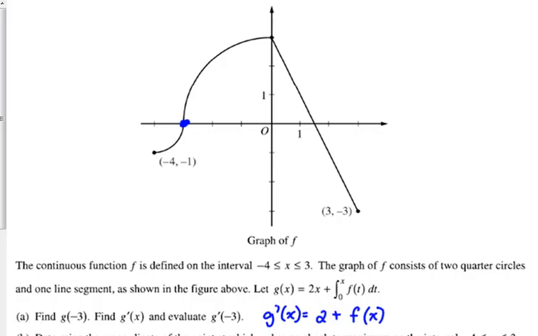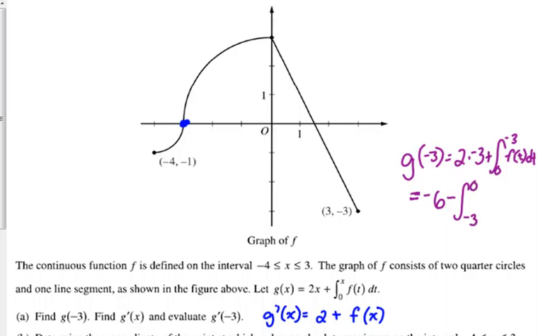G of negative 3 is equal to 2 times negative 3 plus the integral from 0 to negative 3 of f of t dt. So we've got negative 6 plus. Well, actually, let me change that to a minus, because we go from smaller value to bigger value. So I'm going to flip over my integral, negative 3 to 0, of the graph.